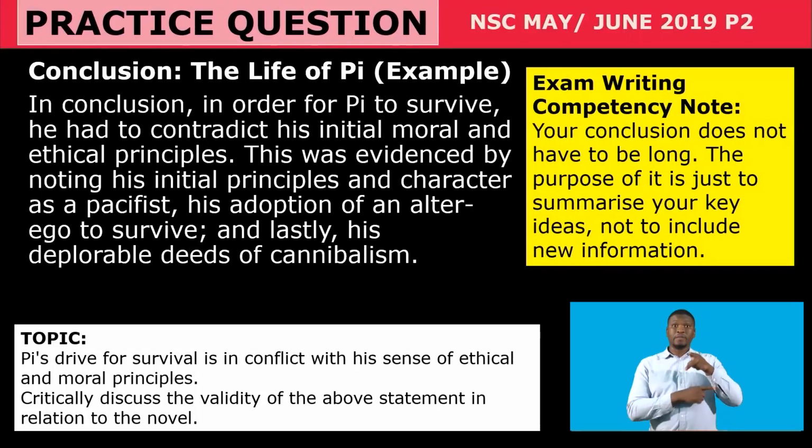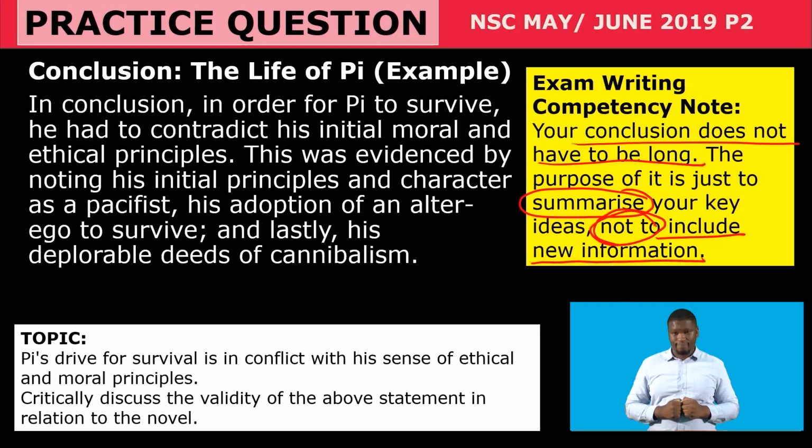Now, let's look at the conclusion. In conclusion, in order for Pi to survive, he had to contradict his initial moral and ethical principles. This was evidenced by noting his initial principles and character as a pacifist, his adoption of an alter ego to survive, and lastly, his deplorable deeds of cannibalism. Now, remember, your conclusion does not have to be very long. The purpose is simply to summarize, and you should not include any new information.